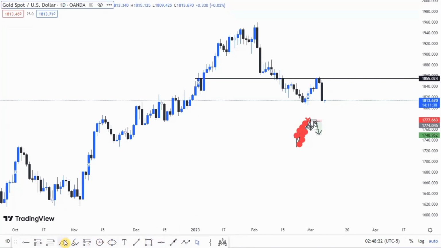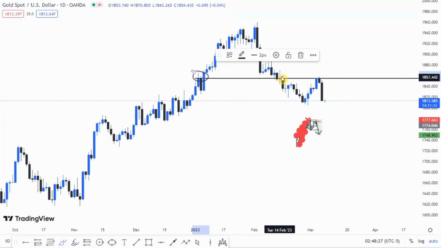So now we are looking at gold. Let me just look at the trade which I took. I'm going to show you. So now we have this area which has been respected before, this area which has been respected before, this area which has been respected before. So the market respected it numerous times.